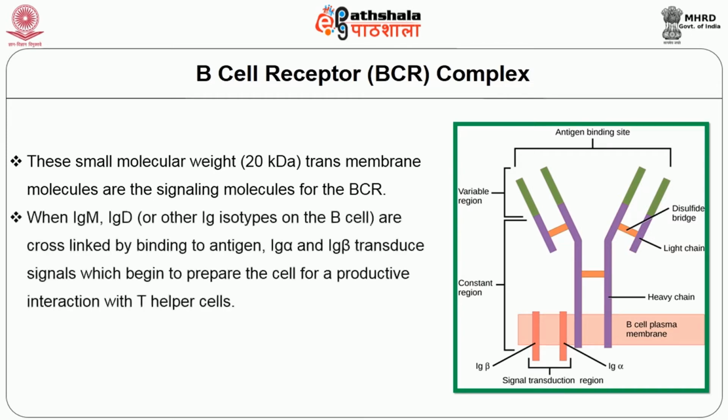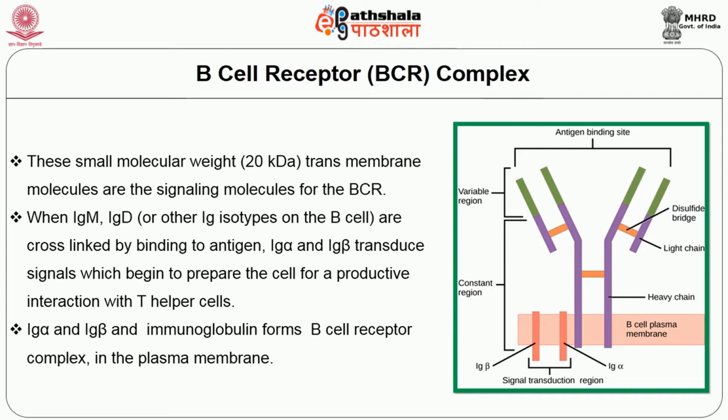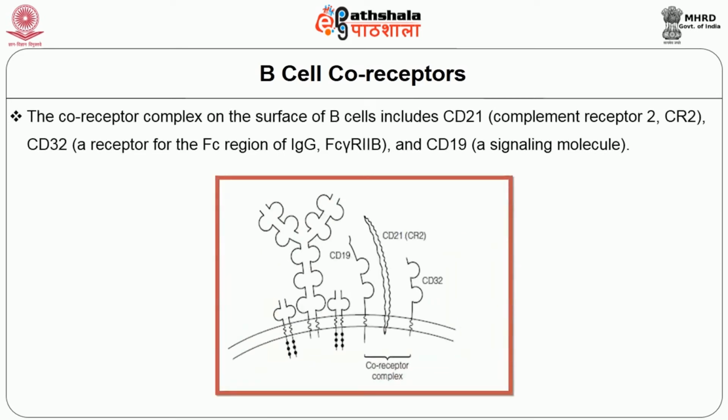When IgM and IgD are cross-linked by binding to the antigen, Ig alpha and Ig beta transduce the signal, which begins to prepare the cell for productive interaction with the T helper cell. Ig alpha and Ig beta along with immunoglobulin form a B cell receptor complex. Next are the B cell co-receptors. There are various types of B cell co-receptors depending upon the type of signaling, namely CD21, that is complement receptor 2, CD32 and CD19.